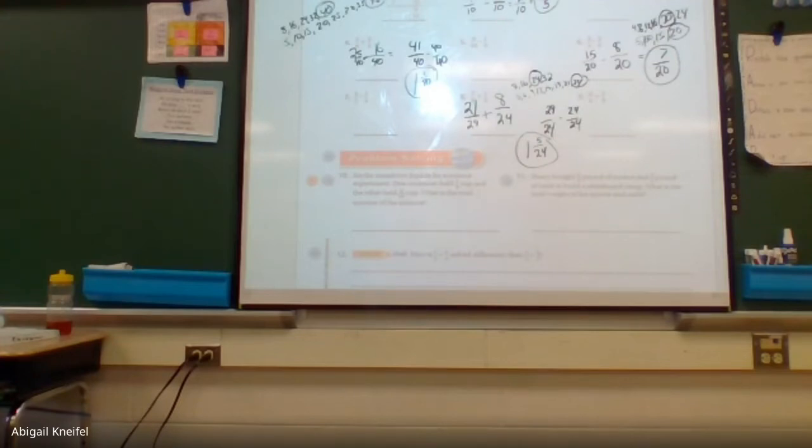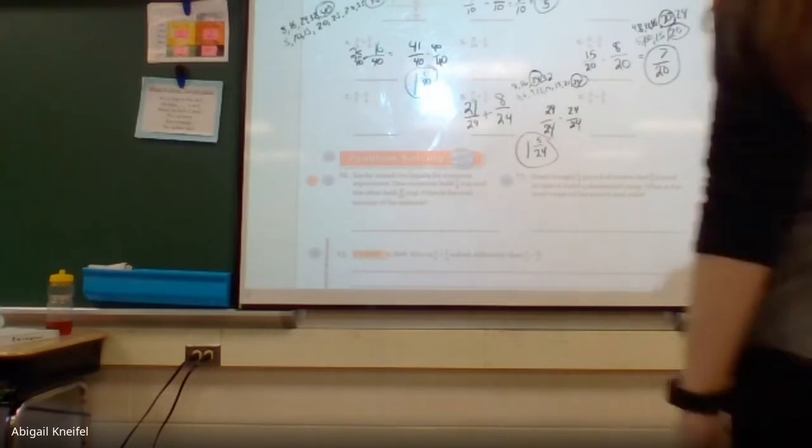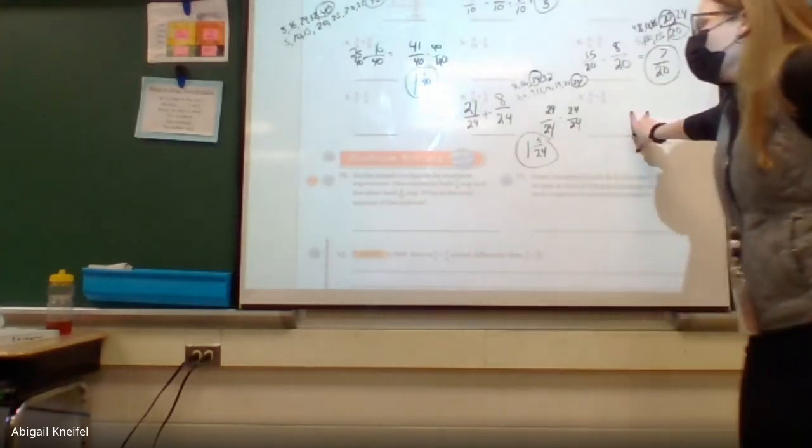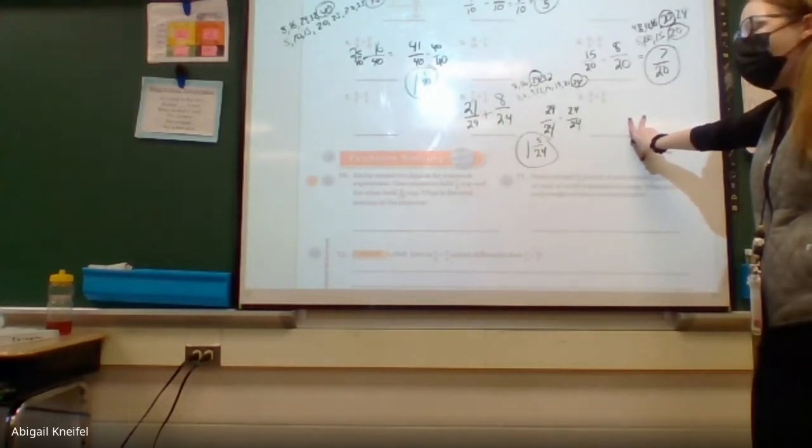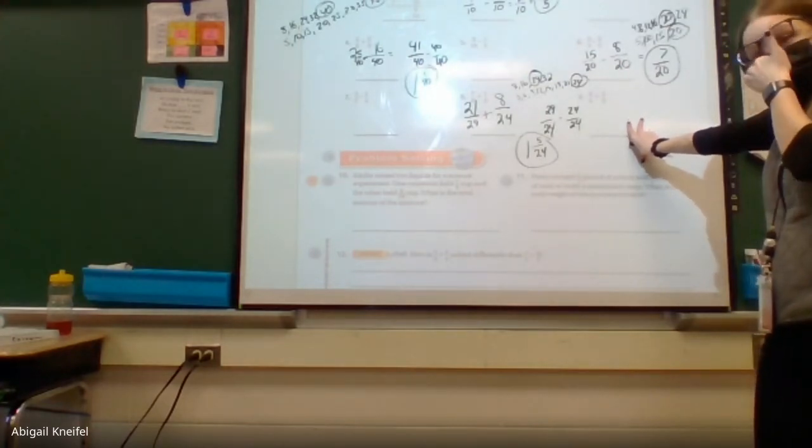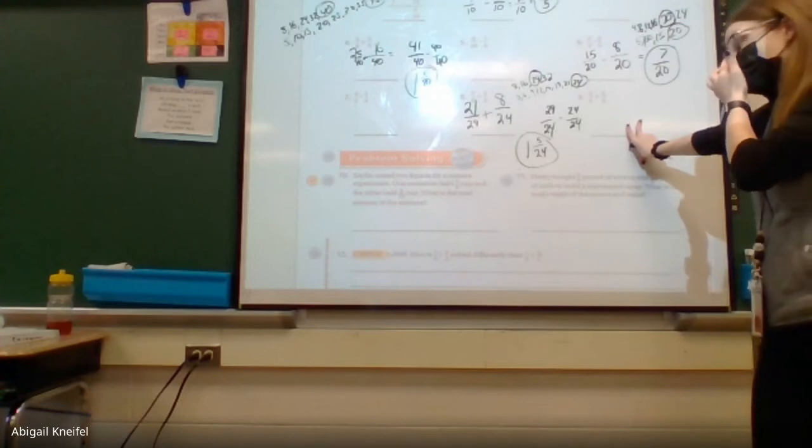Caitlin mixed 2 liquids for a science experiment. One container had 7/8 cup of liquid, and the other had 9/10 cup. What is the total amount of the mixture? So I have 8 and 10, and I need to find their what? Least common denominator.